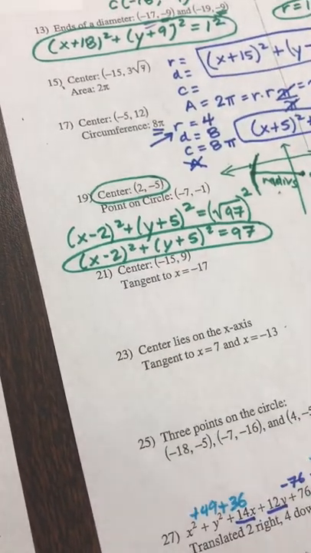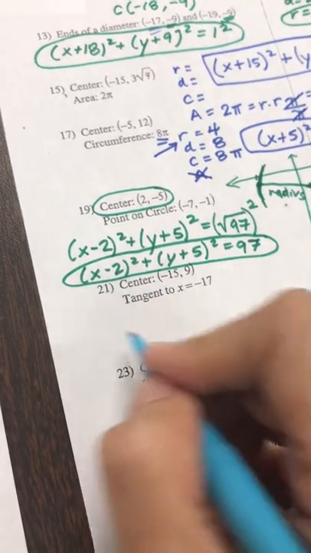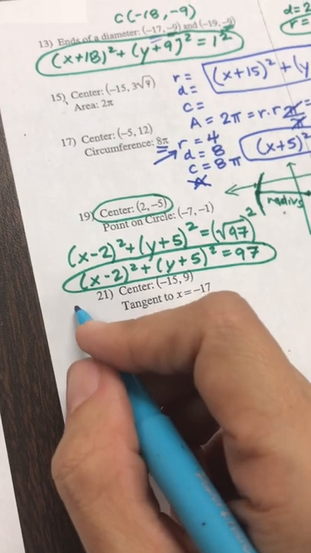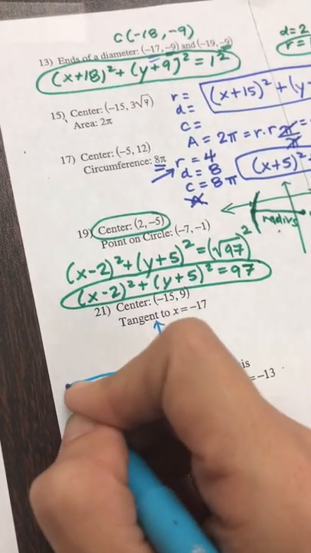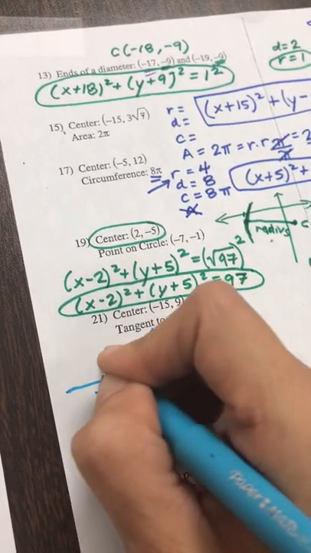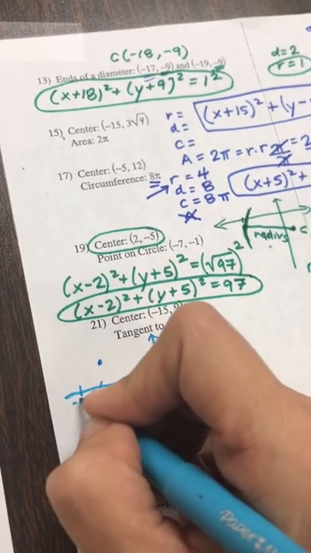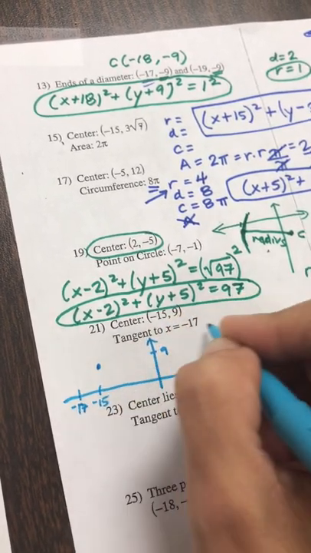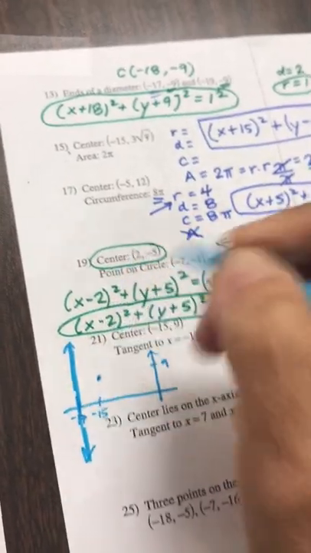So we got 3 left. Let's make a quick sketch. We have center at -15, 9, tangent to x = -17. So here's my coordinate plane. -15, +9, and that's my center. And then tangent to -17 in the x. All the values where x is -17. So that's my tangent line.